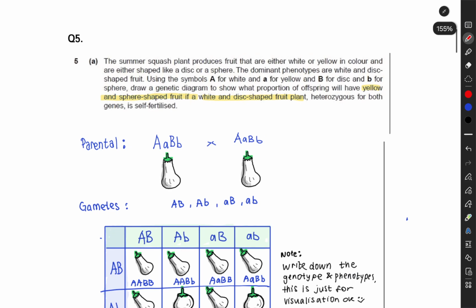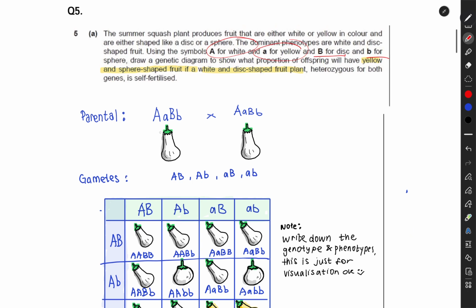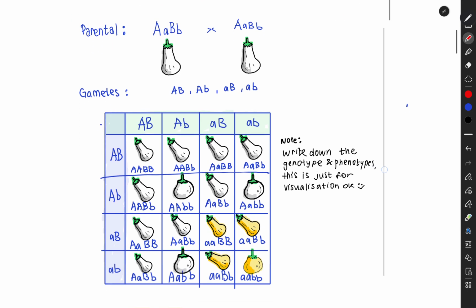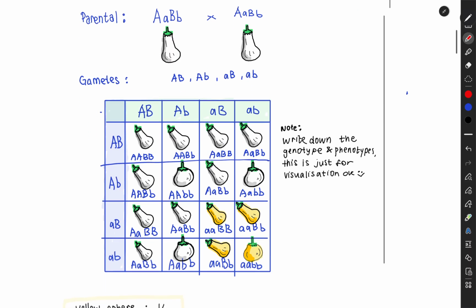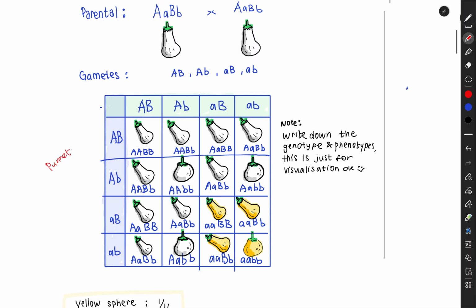Okay, next, the number of squash. Basically, capital A for white and small a for yellow, B for disc and b for spear. This is the parental. We just need to make a diagram. The parental is heterozygote for both, and this is the gamete produced. And this is called a Punnett square.